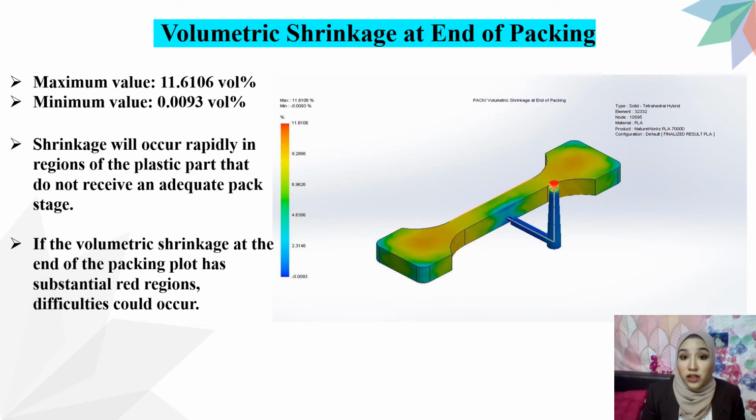The shrinkage will occur rapidly in regions of the plastic part that do not receive an adequate pack stage. If the volumetric shrinkage at end of the packing plot has substantial red regions, difficulties could occur. As can be seen, there is no red region on the part, which indicates that the shrinkage is at a low condition, so only minimum seam marks and warpage will occur.